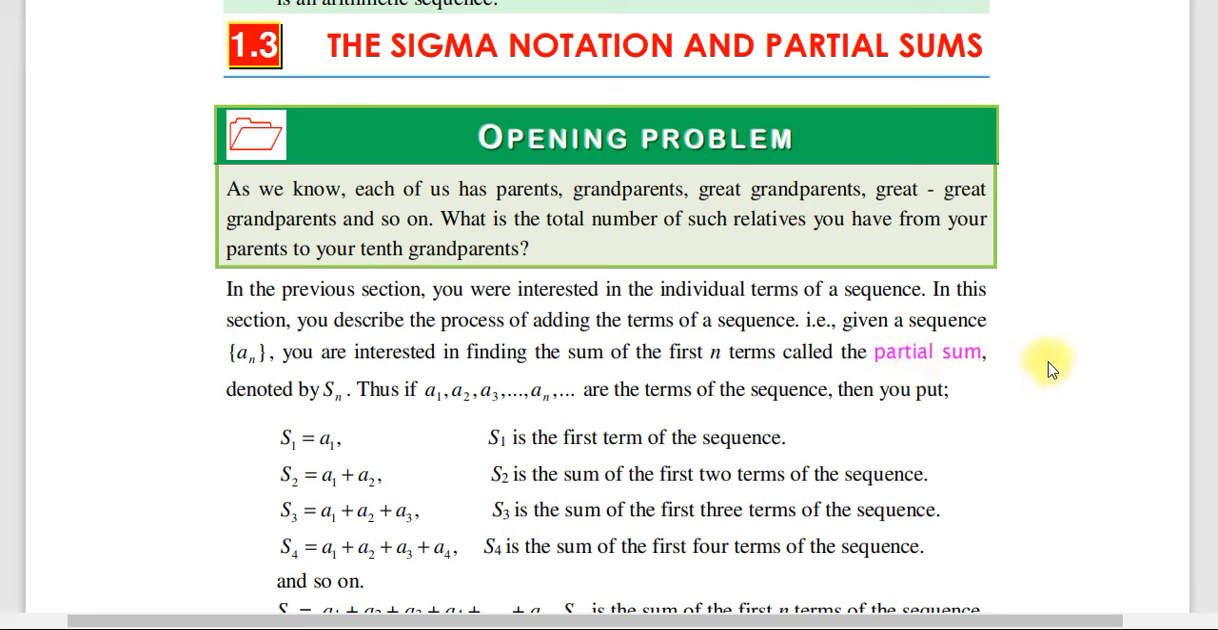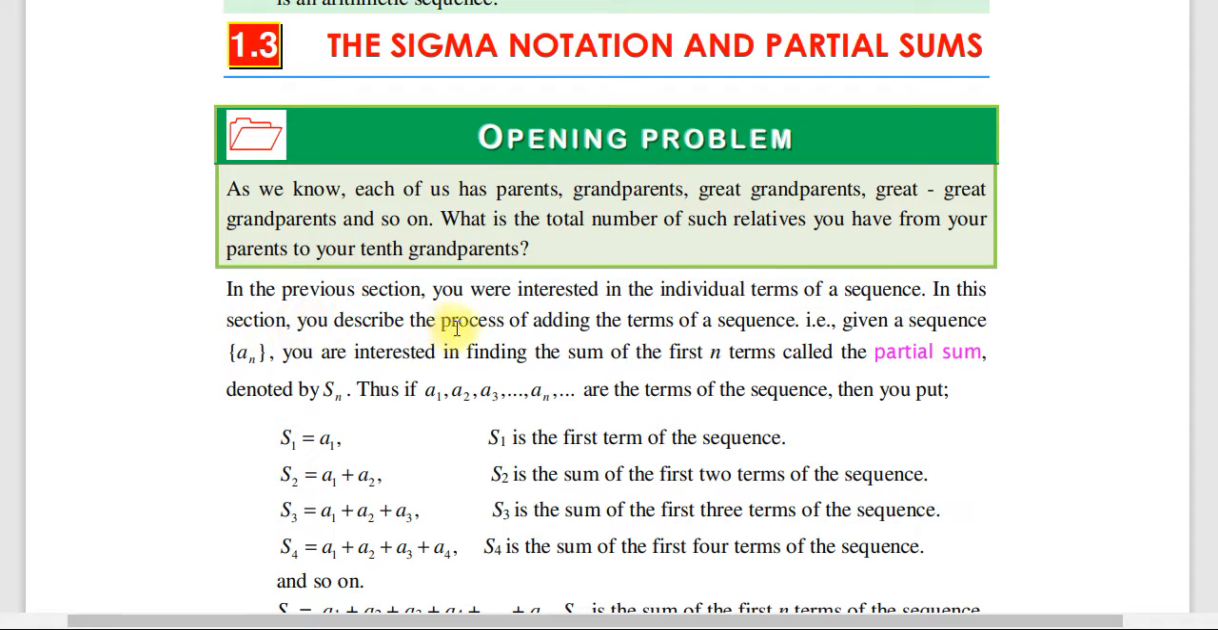ስለዚህ ከዚህ በፊት እንግዲህ በክፍል 1 ውስጥ ስለተለያዩ ነገሮች ስናይ ነበር። ስፔሻሊ ስለ sequence definition ምን እንደሆነ እንዲሁም the two types of sequence that is arithmetic sequence and geometric sequence ምን እንደሆነ፣ arithmetic sequence ላይ common የሆነ difference ሲኖረው geometric sequence ላይ ደግሞ common የሆነ ratio እንዳለውና መሰል ነገሮችን ስናይ ነበር ማለት ነው። በዛሬው ዕለት ወይም በፓርት 2 ደግሞ እንግዲህ ከሲግማ ኖቴሽን and partial sum ከሚለው ጀምረን እንወያያለን ማለት ነው። So in the previous section you were interested in individual terms of sequence.